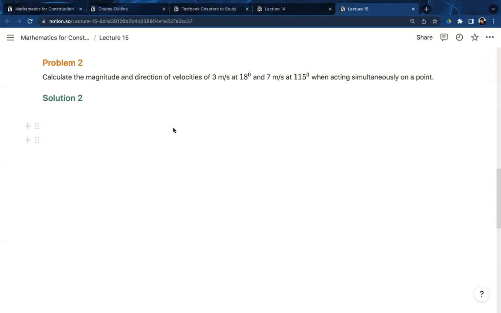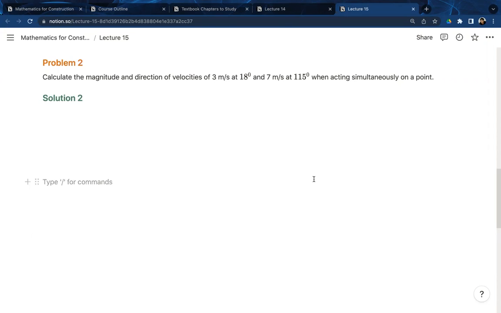So try this question here. We want to add two velocities, okay? A practical example of this is you could be traveling at 7 meters per second at 115 degrees to the horizontal, right? But the breeze could be blowing at 3 meters per second, right? In this direction. So your motion combined with the motion of the wind will have a resultant motion, a different trajectory. Okay, so this is a practical application of that.